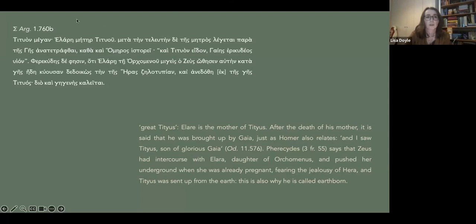And really what they're trying to do is solve a problem. And this is what you get a lot in this kind of scholarship. So it's just to point out what's included in these notes and really the kind of questions that commentators are asking of Apollonius's poem. The problem is that they're confused as to who exactly is Titius's mother. So we are told Alara is the mother of Titius, but there's another tradition in which he was essentially given birth to or brought up by Gaia, the earth.